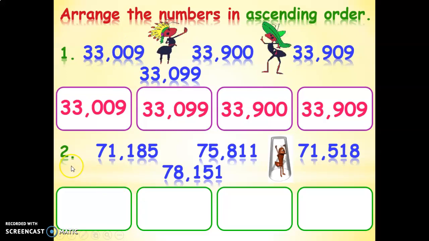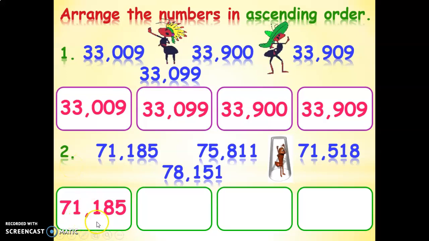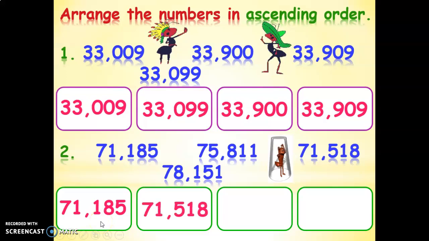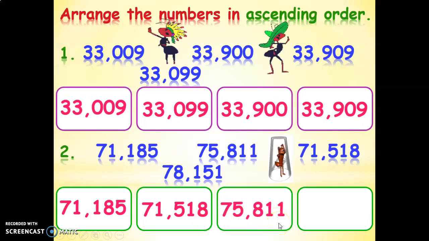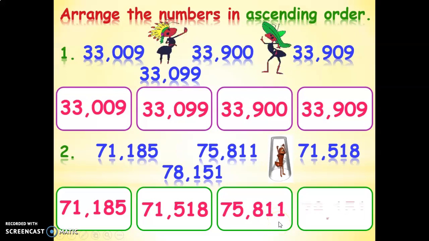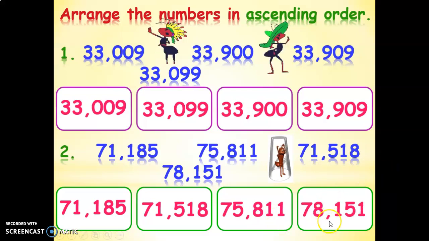For number 2, the smallest number is 71,185. The second one should be 71,518. The next number is 75,811. And the greatest number is 78,151. Now, are you ready to check the answers for the next part?